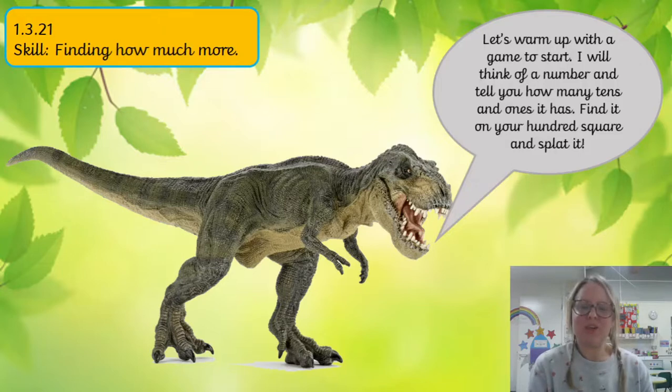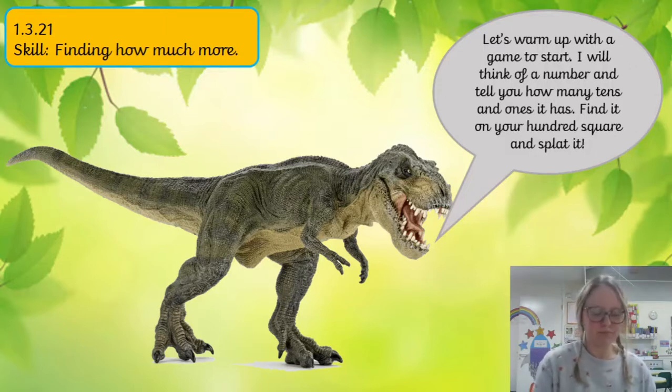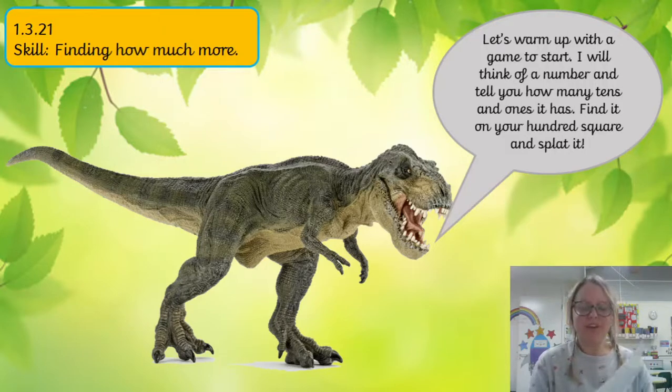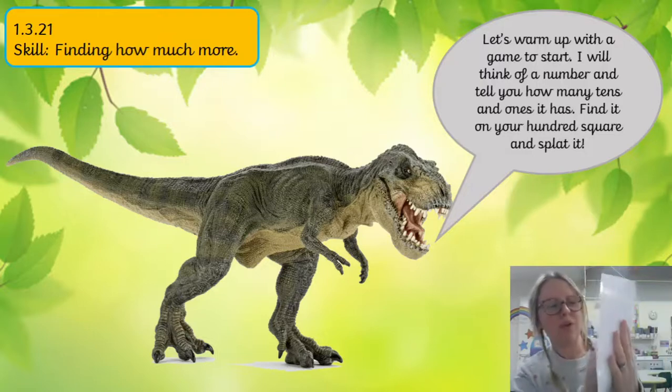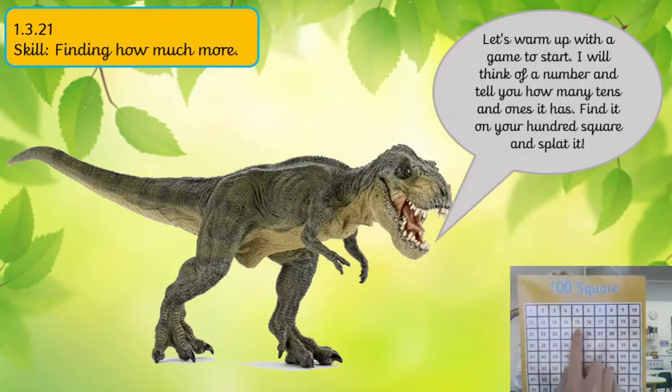Okay, your next number has 1 ten and 5 ones. What number is that? See if you can find it for me. Number 15. 1 and a 5. 1 ten and 5 ones. Number 15.